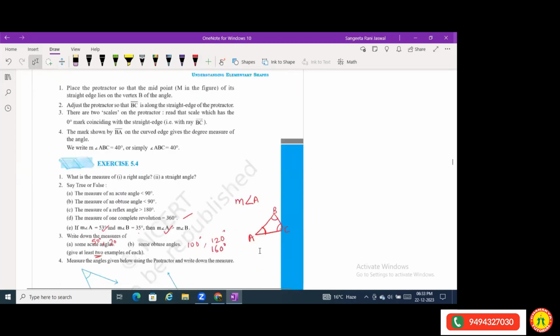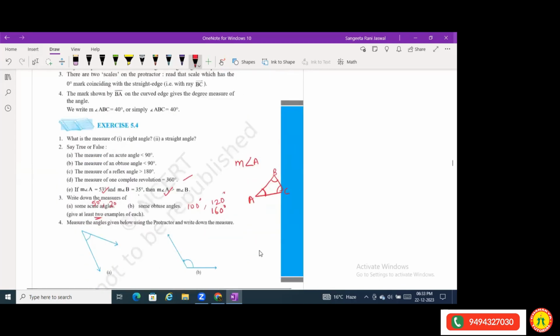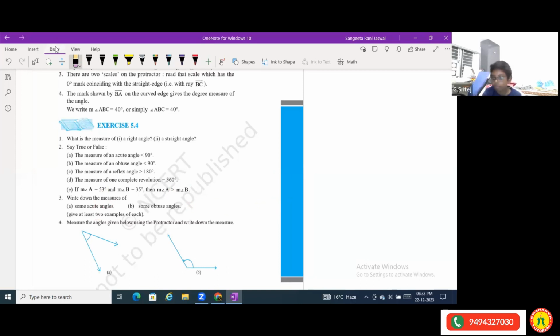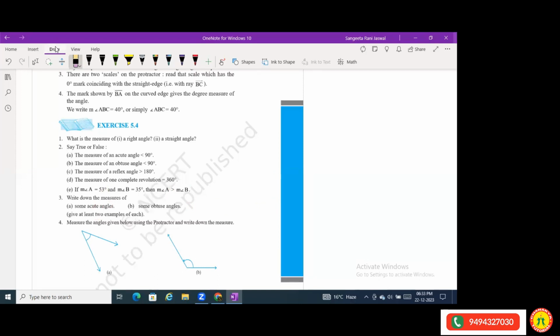Let's do now. Let's see, what is the measure of a right angle? Let's answer these questions. What is the measure of a right angle? Sritej? Ma'am, right angle measure you're asking? Yes. Ma'am, 90 degrees. Okay. Next. Charvik, what is the measure of a straight angle? 180 degrees. Okay, 180 degrees.